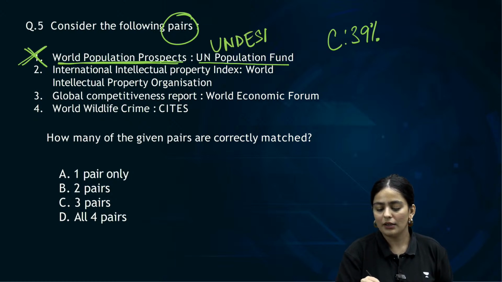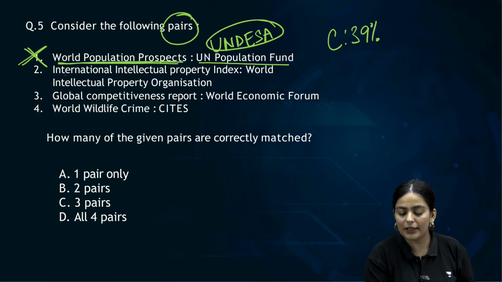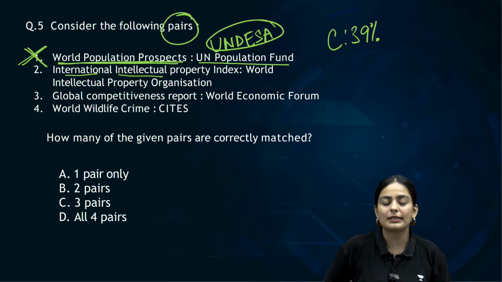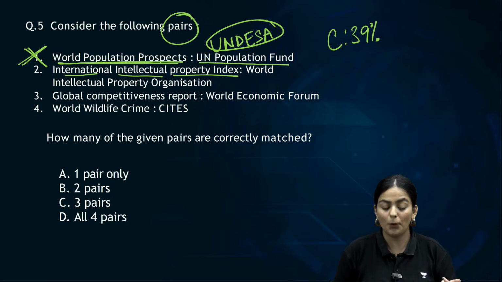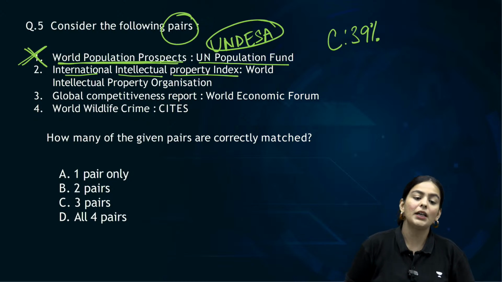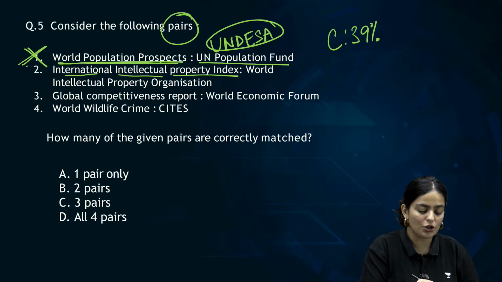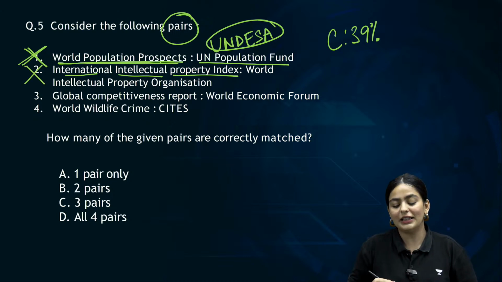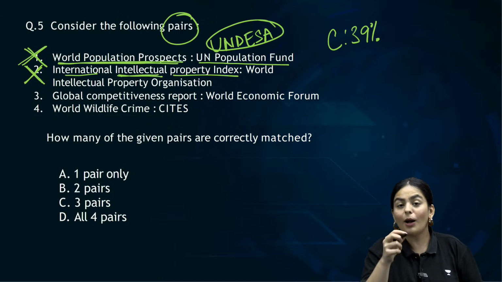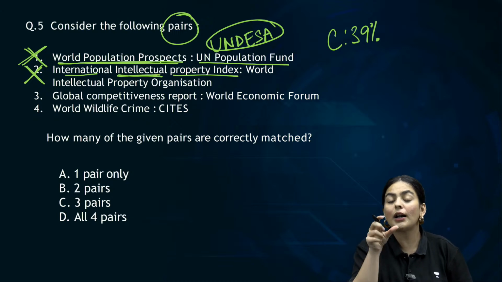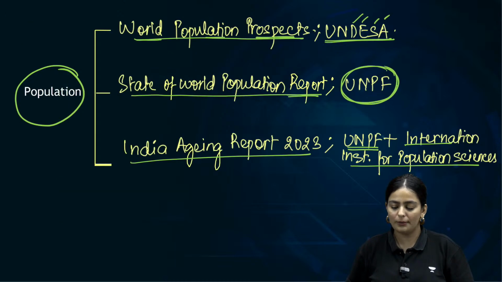The second report, International Intellectual Property Index, says WIPO, World Intellectual Property Organization. It is incorrect. It is not launched by WIPO. That is why I had particularly given this here, so that you make a distinction when it comes to any report which is around intellectual property rights. Now we will look at those reports as well.